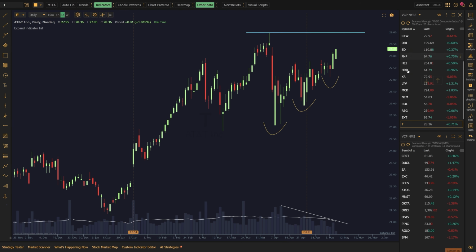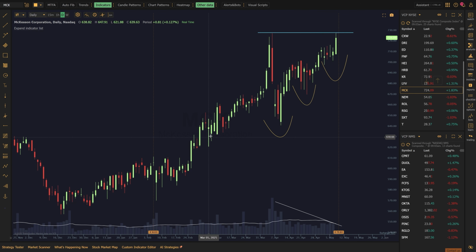If we click through the results, you can see AT&T, for example. It's in a long-term uptrend, making higher lows and consolidating in a base with declining volume. Another result is MCK, which is forming a VCP and also on the verge of potentially breaking out of its base as volume declines and the stock makes higher lows.